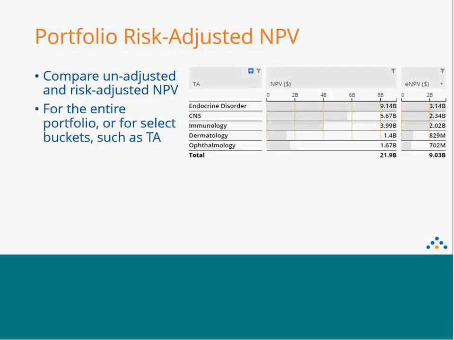So the simplest thing is to just look at the risk-adjusted NPV, either on a project-by-project basis or here for entire therapeutic areas and the portfolio as a whole. And you can see that there's a nice correlation between the NPVs of these therapeutic areas and the risk-adjusted NPVs up until dermatology and ophthalmology, where you actually have a flip. And ophthalmology has a higher NPV, while dermatology has a higher risk-adjusted NPV.